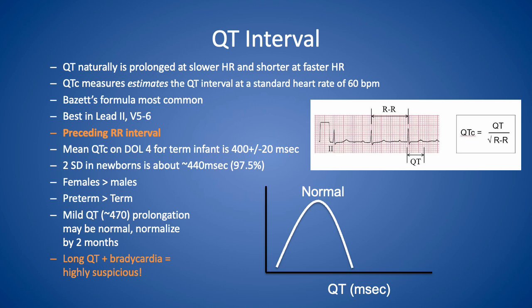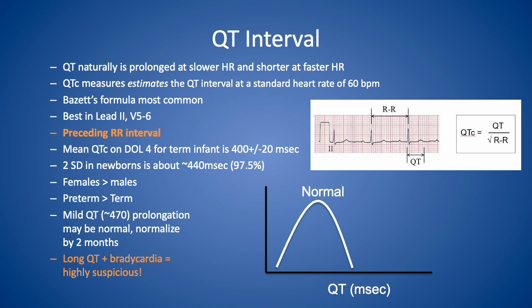The average QTc for a term infant is about 400 plus or minus 20. And when we look at a normal distribution, 2 standard deviations would be about 440 milliseconds. Females tend to have a little bit longer QTc than males, and preterm infants generally have a little bit longer QTc than term infants. Mild QT prolongation, in that 460, 470 area, may be normal, and the expectation is that they would normalize by 2 months of age.